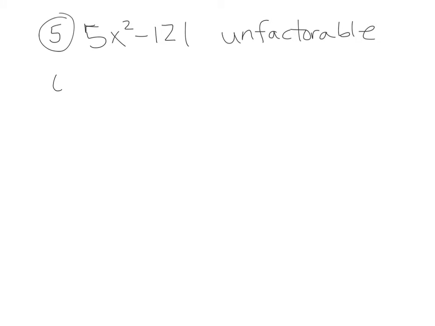Okay, let's try number 6. What if you have x squared plus 9? Okay, perfect square because x times itself. Perfect square, 3 times itself. Not a difference. This is not a difference. This is unfactorable.